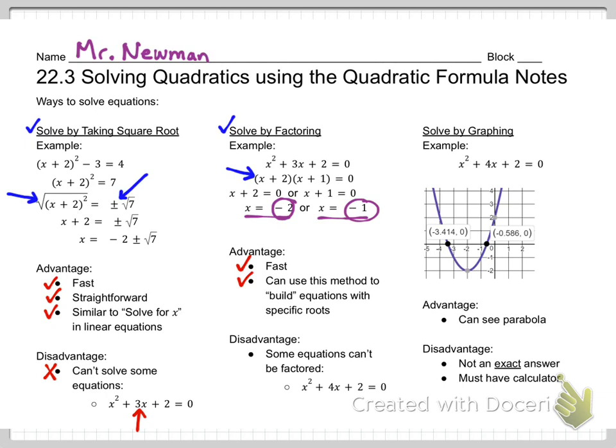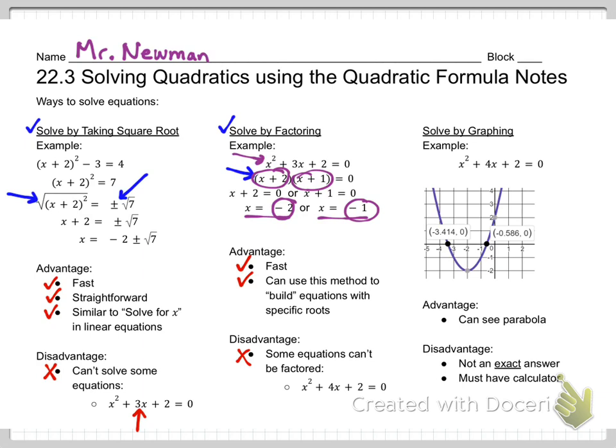Well, I know that x plus 2 and x plus 1 have to be the factors, so I can write those two down and multiply them and get out a quadratic equation that has exactly those roots. So we're going to be doing some of that later, but that is another advantage of solving by factoring. A disadvantage, however, is that some equations can't be factored.